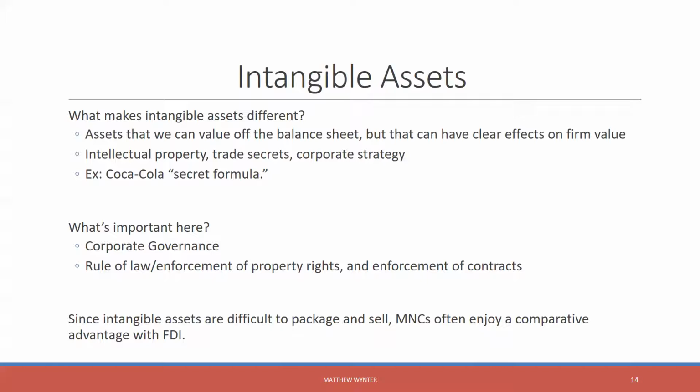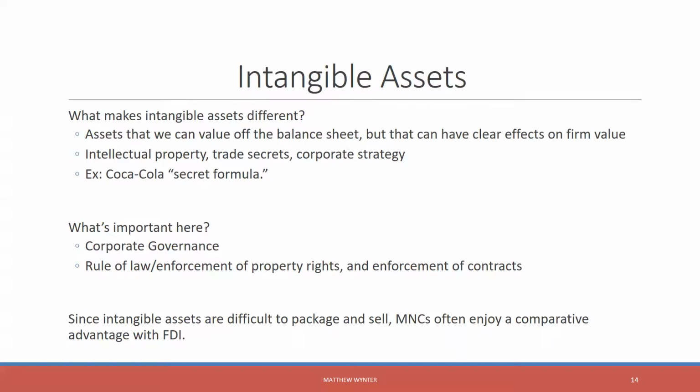A great example is Coca-Cola's secret formula. What's important here? Well, corporate governance is incredibly important. If you're telling me that we have trade secrets or corporate strategy that we really want to protect, but I'm operating in a host country that has weak rule of law or a lack of enforcement of property rights or a lack of enforcement of contracts, then those intangible assets can very easily be exploited. And when I say exploited, I don't mean by the firm that has them, but I mean by a competitor. Basically, a competitor can get their hands on your trade secrets, and then you're kind of out of luck.